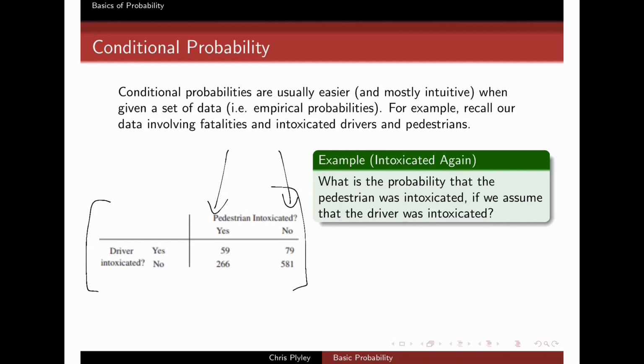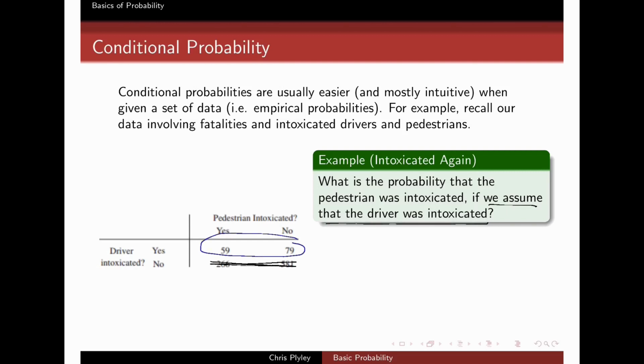So my question is, what is the probability that the pedestrian was intoxicated if we assume that the driver was intoxicated? And so think about what this means. I'm saying we're assuming that the driver was intoxicated. So in particular, I don't care about any of these accidents that involve a driver that was not intoxicated. We are assuming the driver was intoxicated. This means we can take this as an absolute truth in this question. The driver was drunk.